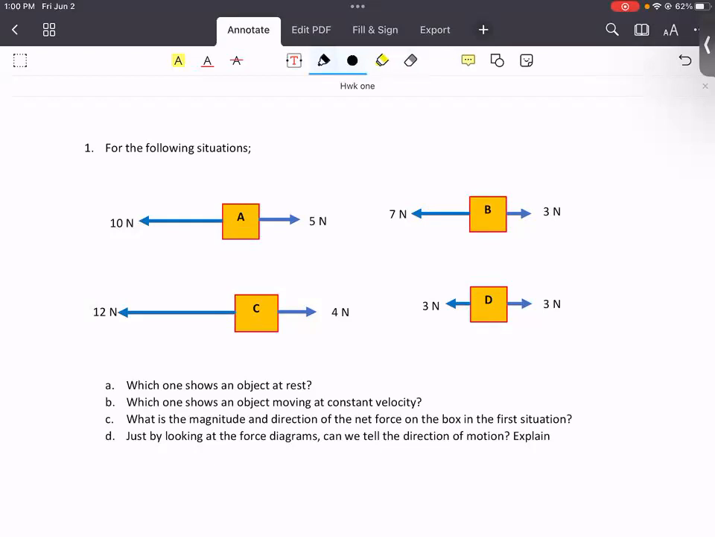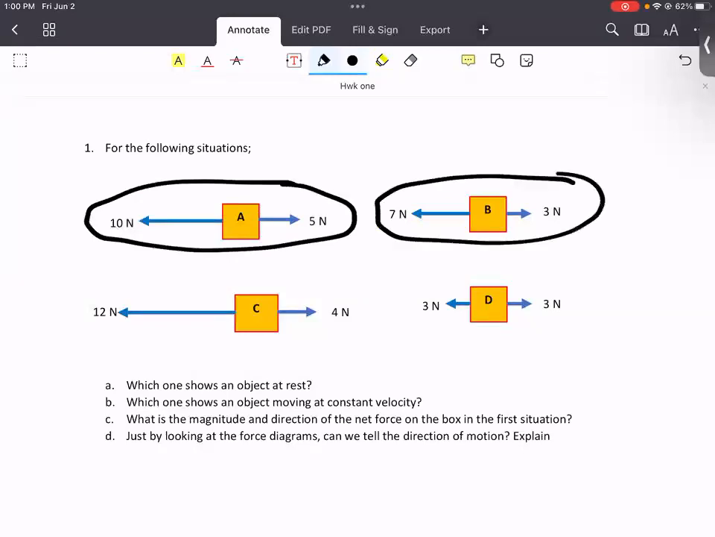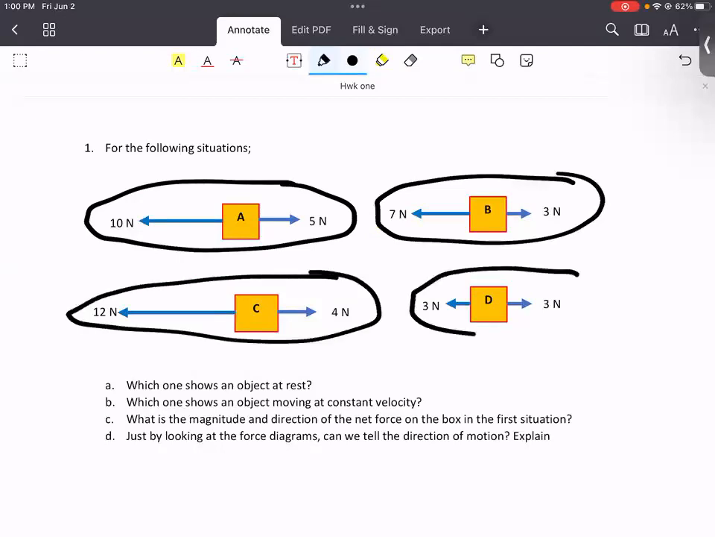Okay, so the first question, they are asking us which one shows an object at rest. Do you think this one shows an object at rest? Or maybe this situation? Or maybe this situation? Or this situation?